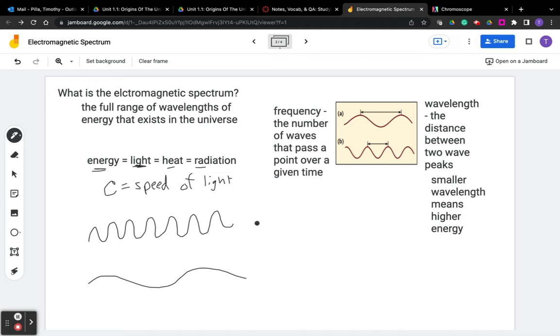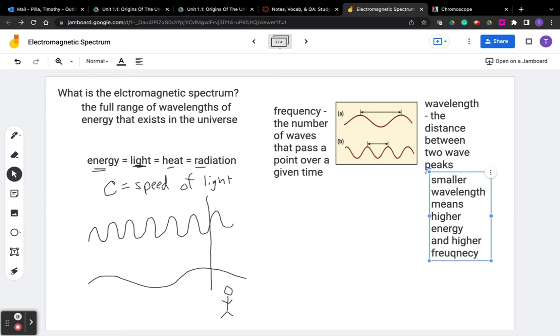So if you were to stand here and put a device straight up and try to record the frequency of these two waves, you would notice that since they're going the same speed, the one with a shorter wavelength will have a higher frequency, right? So we can add here smaller wavelengths. Shorter wavelengths means higher energy and higher frequency.